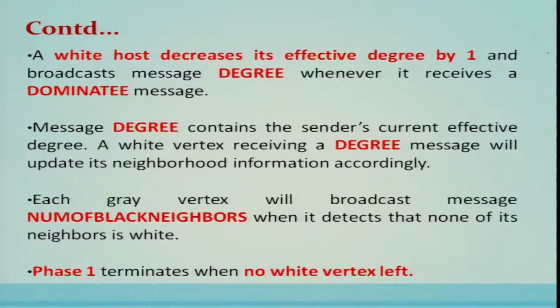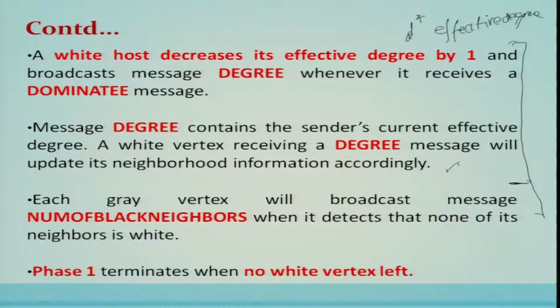A white host decreases its effective degree by 1 and broadcasts a degree message whenever it receives a dominatee message. From here up to this point, it is going to modify the effective degree of the node. The degree message contains the sender's current effective degree, so that is broadcast. So all the white nodes will in turn modify it so that the correct, updated value is known in the neighborhood of a particular white node.